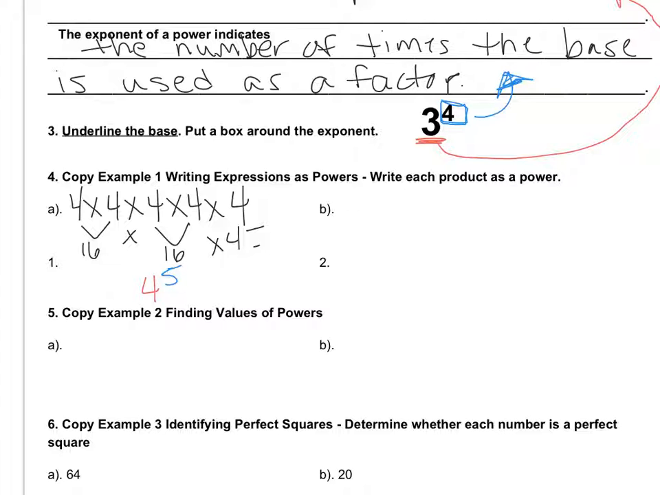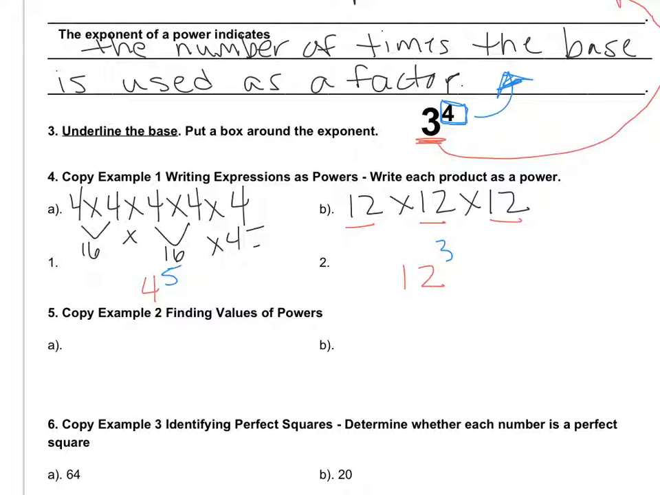Let's do another one here. Let's take a look at example B from the same page, which is 12 times 12 times 12. So, what is our base? Our base is 12 because it's our repeated factor here, right? How many times are we using this 12? 3 times. Okay, so that's our power. So, 12 to the 3rd power is the answer here.